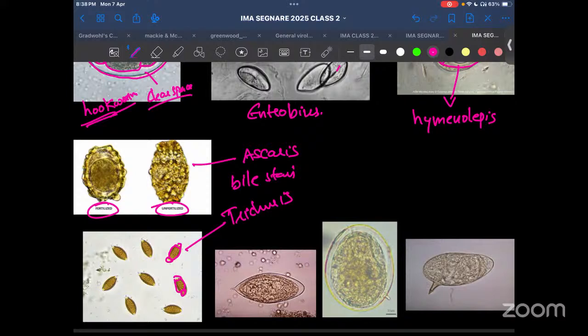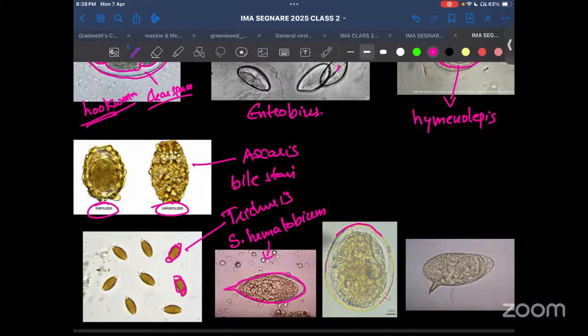Now, what is this here? This is an oval egg, okay, an oval egg with a terminal spine. This is Schistosoma haematobium, and it is non-bile stained. Why is it non-bile stained? Because it does not come through the feces, it comes through the urinary tract. It is an organism causing bladder carcinoma, Schistosoma haematobium.